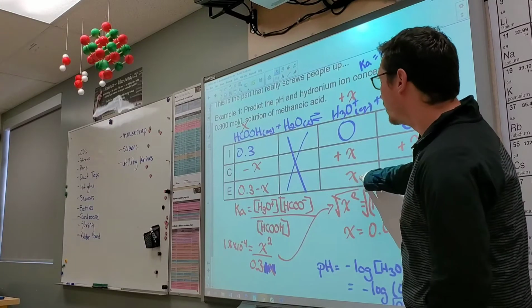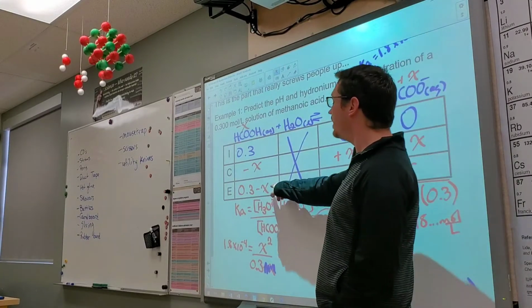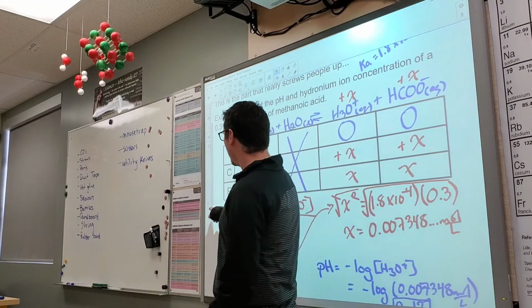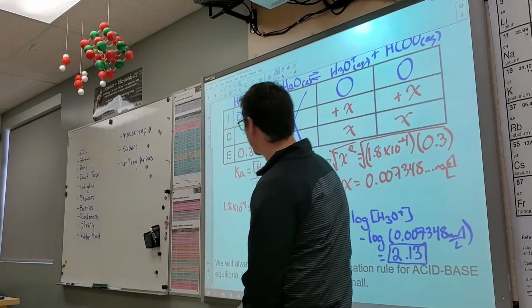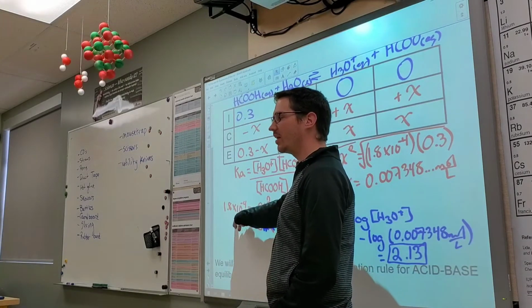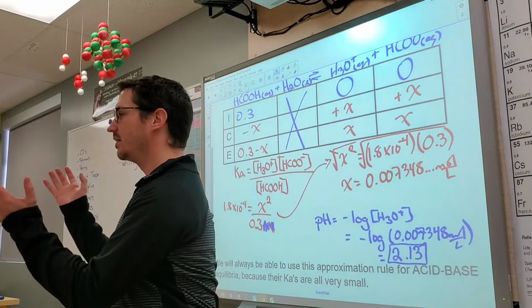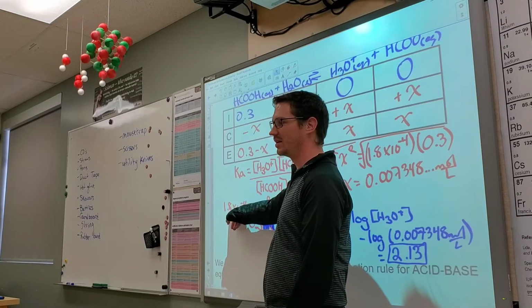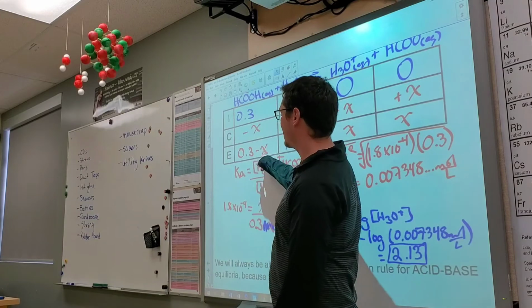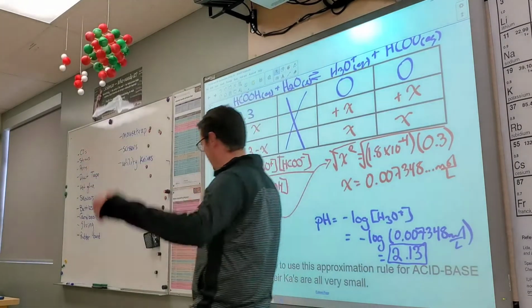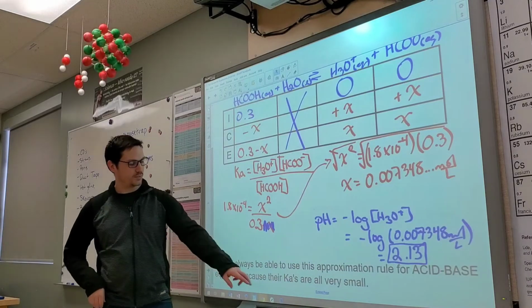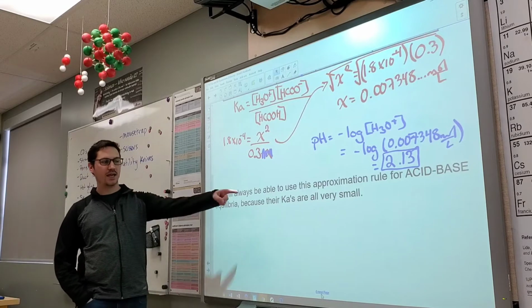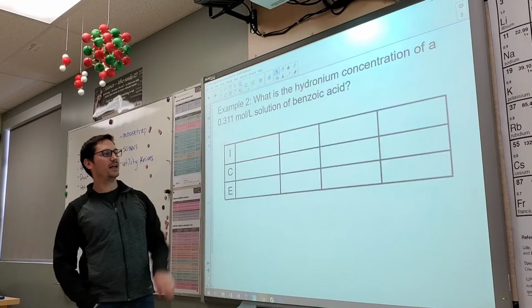So here, you have to keep the X there. Here, do you have to keep the X there? No, you don't. And remember, the only reason why we're allowed to do this is because this Ka value, is that Ka value super accurate? No. Sometimes there's a 10% error in this measurement. So 10% error means that this number is really not that accurate. But that's fine, that's okay. We will always be able to use this approximation when we're using the approximation rule for acid-base equilibria because Kas are all super tiny, and they're all very inaccurate measurements.